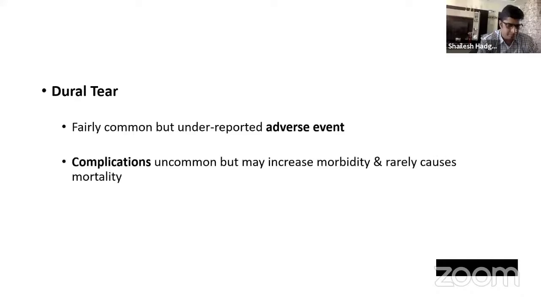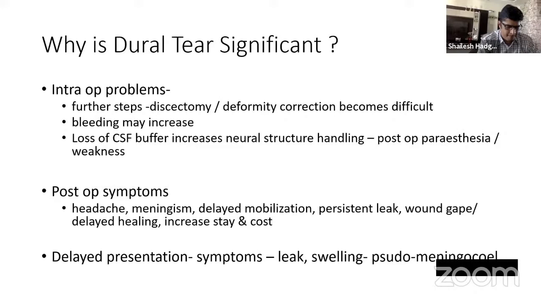Dural tear. First of all, I would like to categorize that it's one of the most common adverse events that any spine surgeon encounters. Why do I say only adverse event? Because most of the time it doesn't turn into any complications. But at times we encounter complications, and this increases the morbidity, the stay, and rarely it becomes fatal also. So why is it significant?